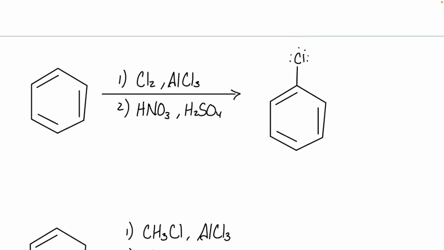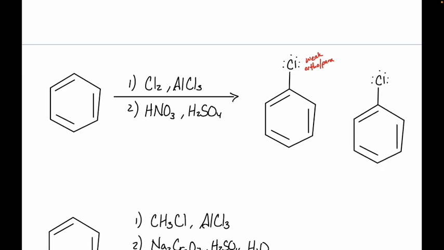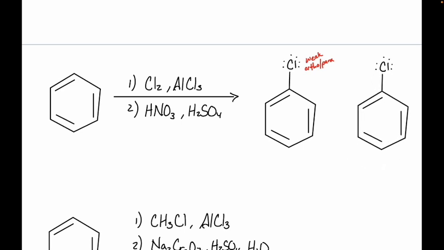Our halogens are weak, what? Ortho-para. Okay? And so remember, that means that we're going to have to draw both the ortho and the para product. So I'm going to draw one product with the nitro group in the ortho position and another product with the nitro group in the para position.